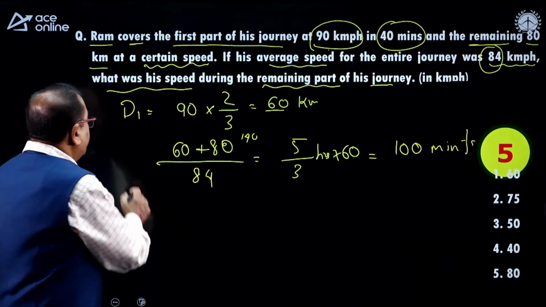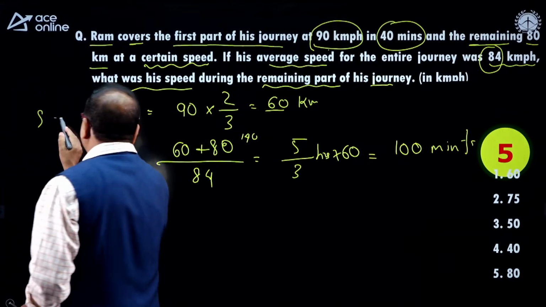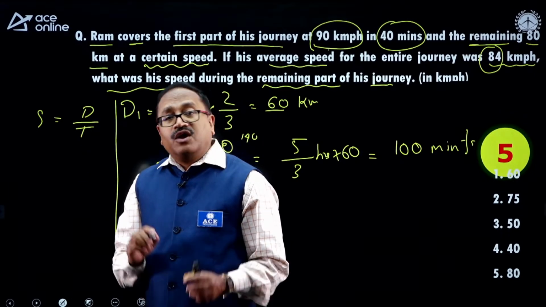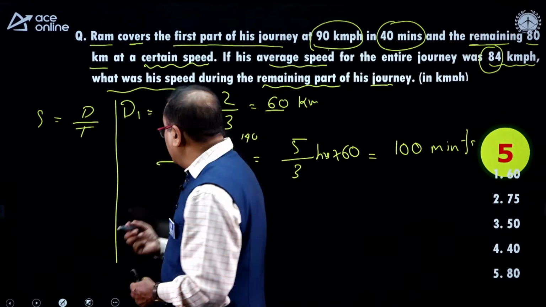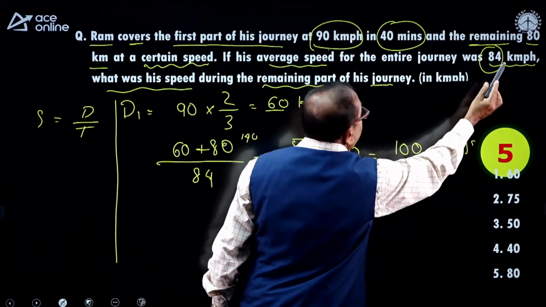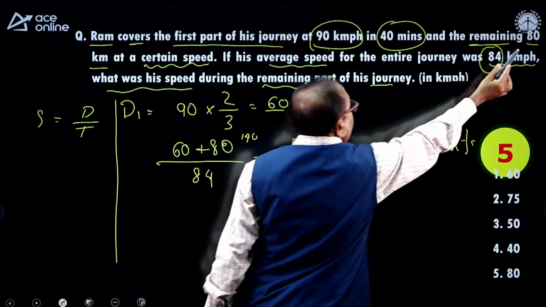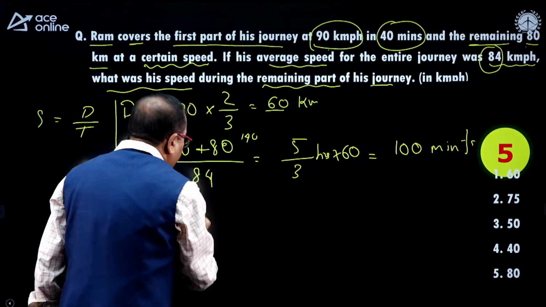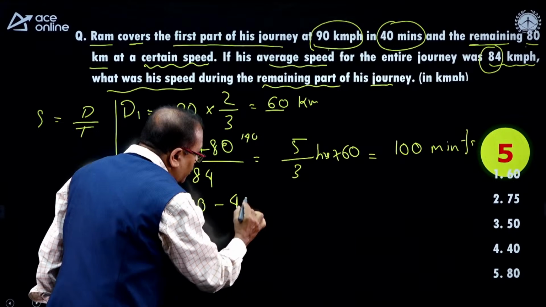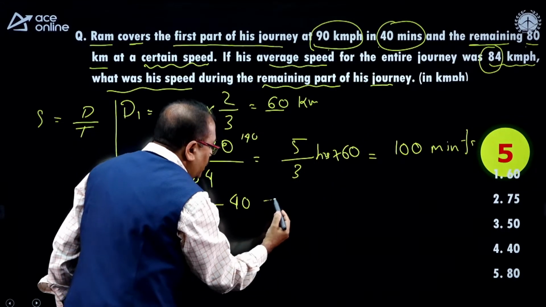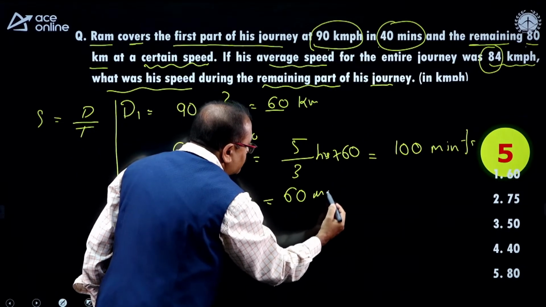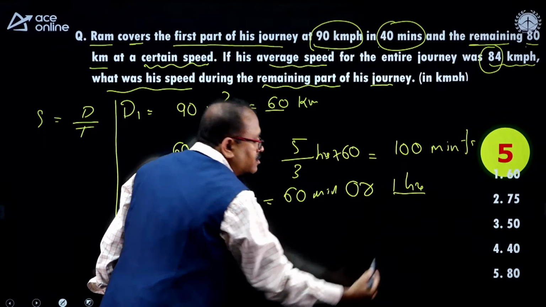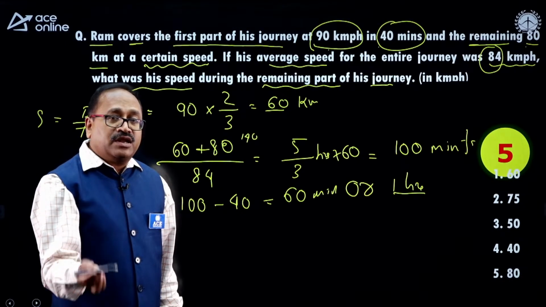In order to get the speed, I know that this is distance by time. How much is the distance? Okay, 80 kilometer, not 84 kilometer, 80 kilometer is the distance. How much is the time? The total time is 100. From this 100, if I take out 40 minutes for the first part, then I will be getting 60 minutes. In other words, 1 hour. The remaining distance is covered in 1 hour.